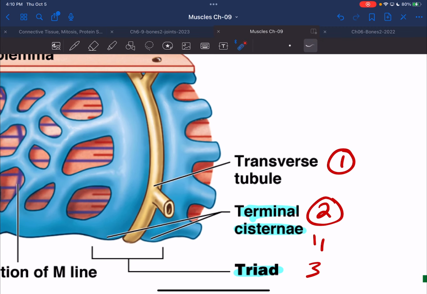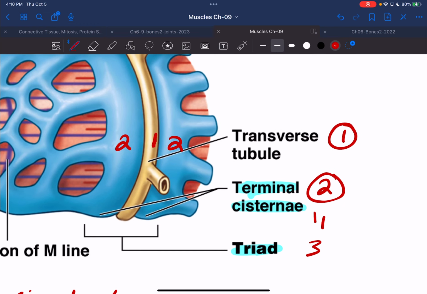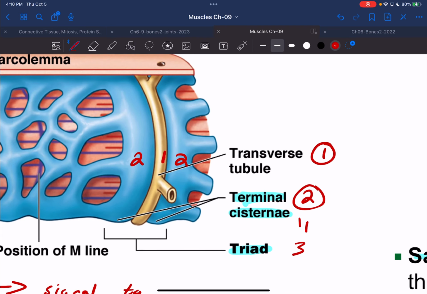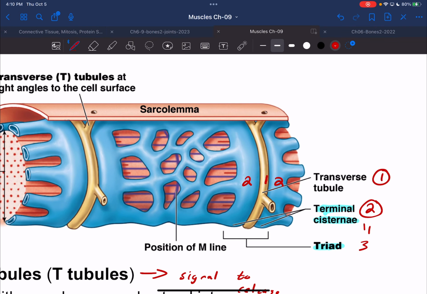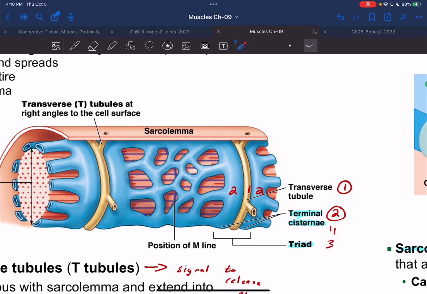And so you can see the 3 bands here. We have 1 in the center, the T-tubule, and 2 and 2 for the terminal cisternae. But all 3 are a triad. And it repeats itself over and over and over again. And you can even see another one adjacent or next door. And so this T-tubule is necessary to release calcium from the terminal cisternae.